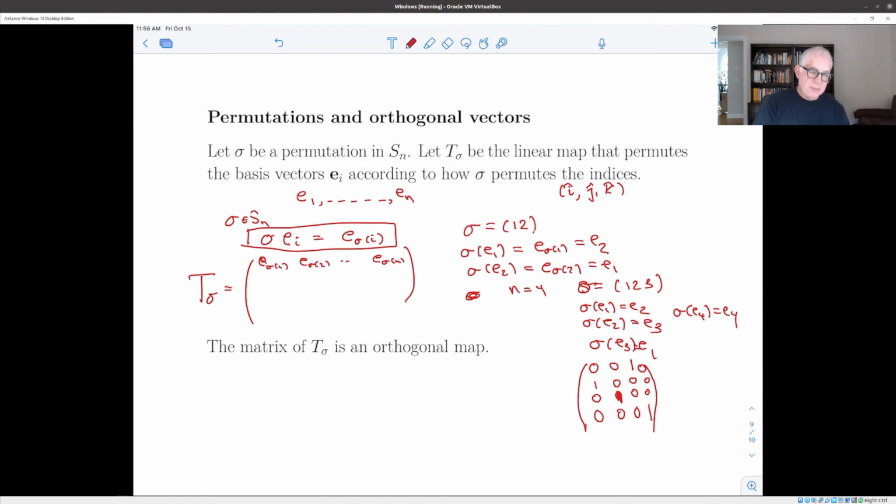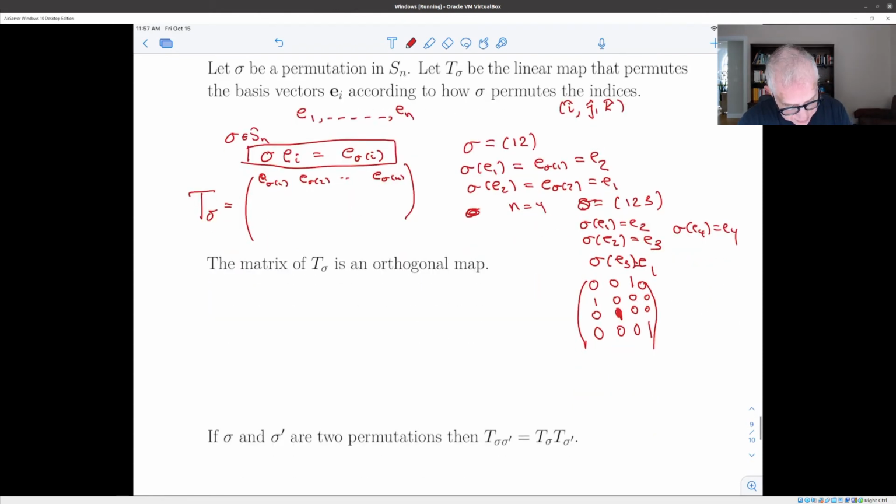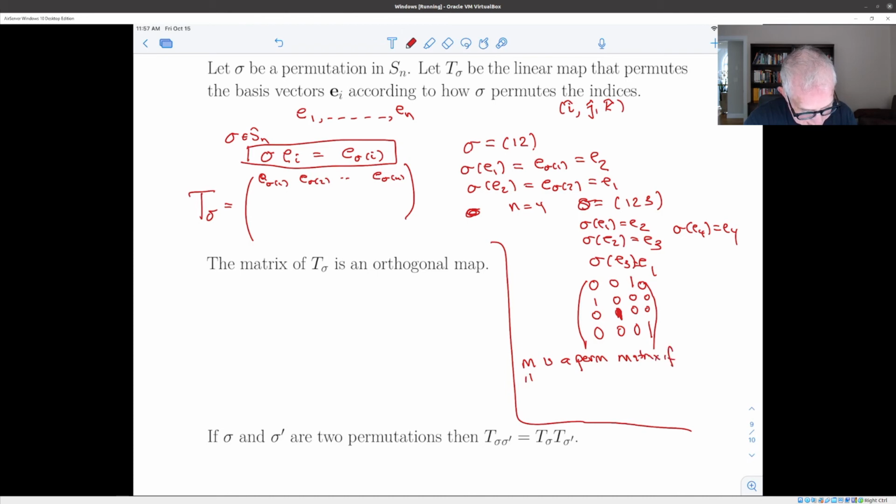So these are called permutation matrices. They're matrices, all of which just have a single 1 in each column and a single 1 in each row, and they're otherwise 0. Here I'm going to make a little space. You say that M is a permutation matrix if it has only zeros and ones with exactly one 1 in each row and column.